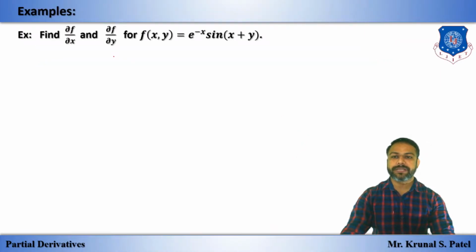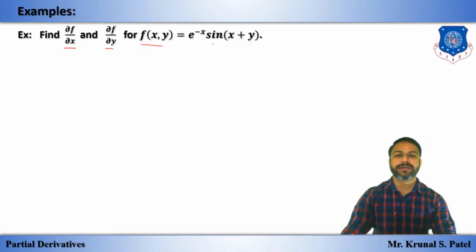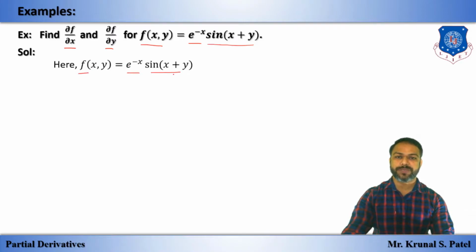The first example is: find ∂f/∂x and ∂f/∂y for the given function f(x, y) = e^(-x) sin(x + y). So let's start with the solution. First we will write down the given function, f = e^(-x) sin(x + y). First we will find ∂f/∂x, that means differentiating the given function partially with respect to x, and we know what a partial derivative is.